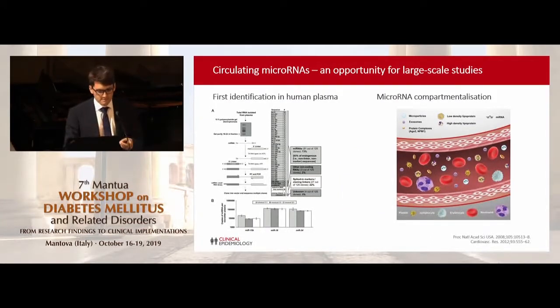MicroRNAs act at the cellular level, but they can also be detected in circulation, which is obviously quite important for us because we can then study them in large-scale epidemiological studies. The fact that they can be found in circulation was first shown about 10 years ago by a group in Seattle, which measured 3 different microRNAs using quantitative PCR, and they observed a remarkable stability.